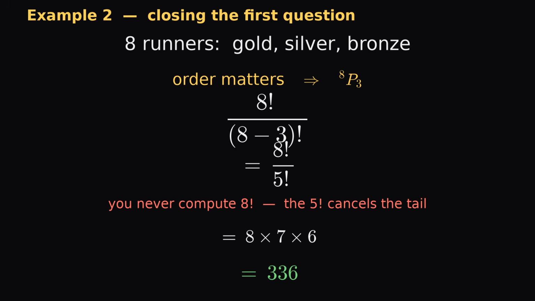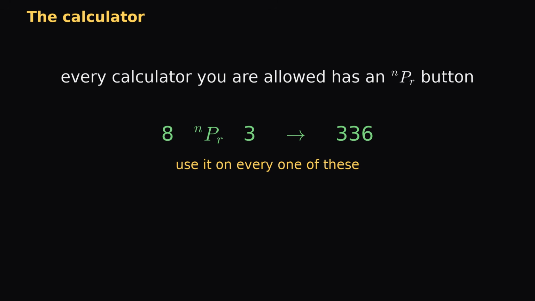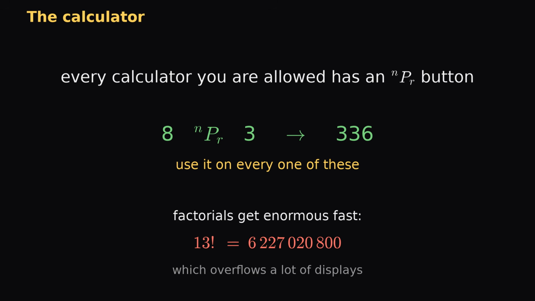336. Now the calculator. Every calculator you are allowed has an nPr button. 8 nPr 3 gives you 336 directly. Use it on every one of these. Factorials get enormous fast. 13 factorial is over 6 billion, and it overflows a lot of displays.